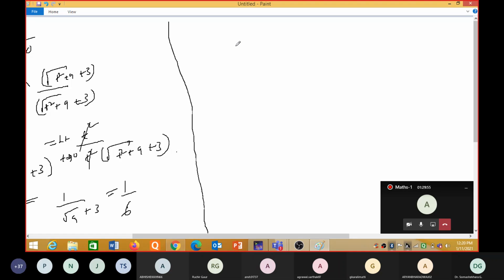Limit laws, or laws of limits. Well, the left hand limit, how do you write it? Limit x tends to a minus, f of x is equal to L. This is the notation for the left hand limit. We are writing like this.